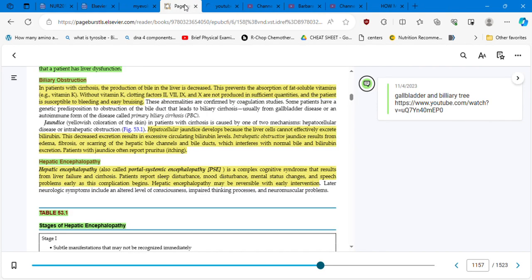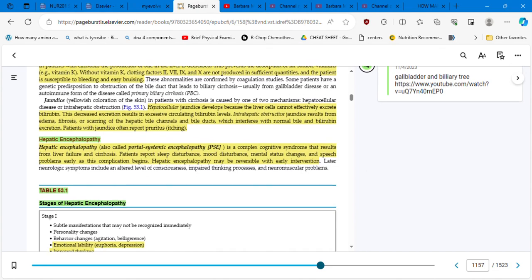Okay, so hepatocellular jaundice develops because the liver cells cannot effectively excrete bilirubin. This decreased excretion results in excessive circulating bilirubin levels. Intrahepatic obstructive jaundice results from edema, fibrosis, or scarring of the hepatic bile channels and bile ducts, which interferes with normal bile and bilirubin excretion. Patients with jaundice often report pruritus, which is itching.